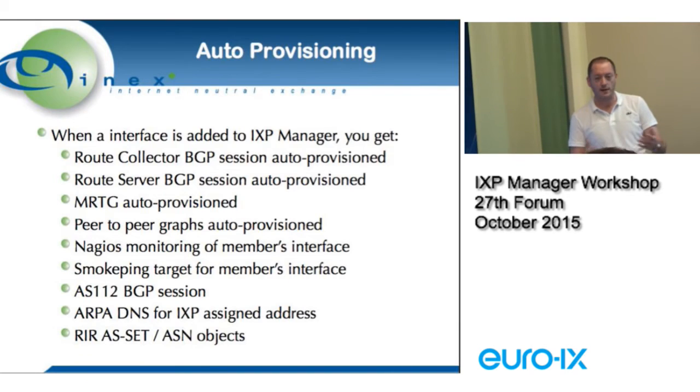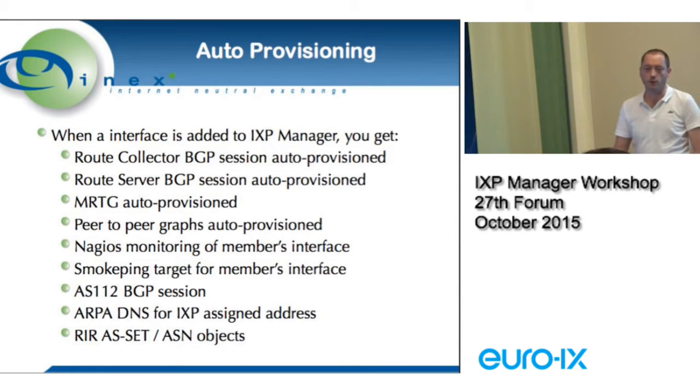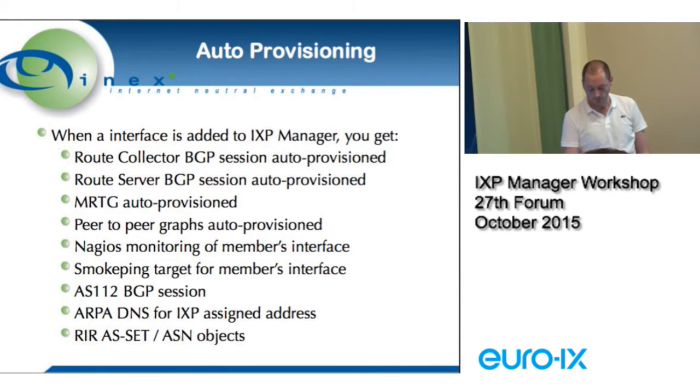AS112 is, if you've asked for the AS112 service, that session is pre-configured automatically. In the interface, when you add a VLAN interface, you put in the reverse DNS, whatever they want it to be, that's configured, and then we have AS sets for exchange members and for route server members, and they're all just automatically built up and set up to run as part of the whole process.